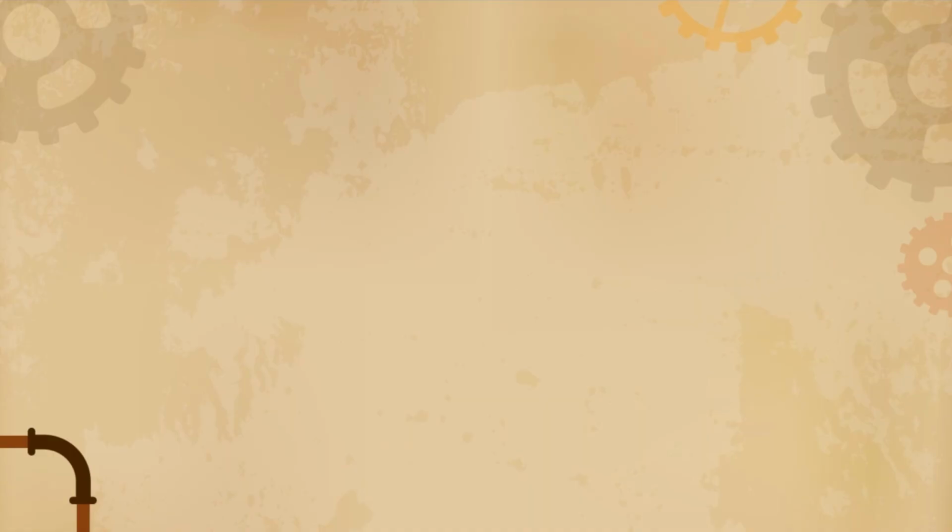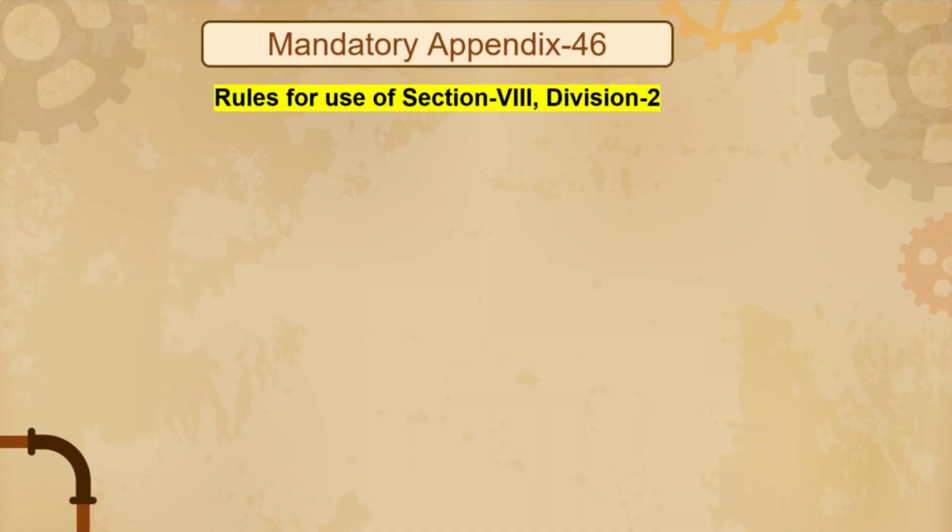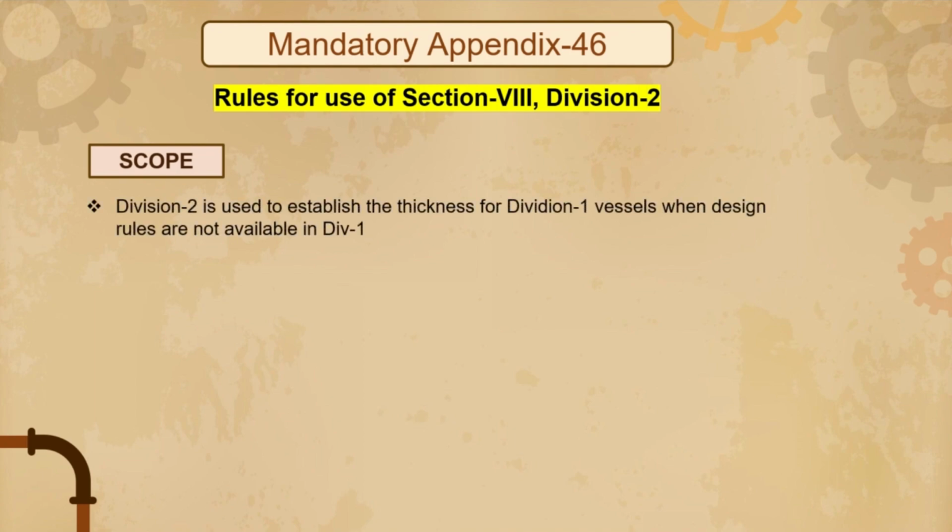That is Mandatory Appendix 46, the rules for use of Section VIII Division 2 formulas. If you open Mandatory Appendix 46, you will see the scope, right? The scope says that Division 2 is used to establish the thickness for Division 1 vessels when design rules are not available in Division 1. I hope you got this point. This point is also saying the same thing. If you didn't find formulas in Division 1, move to Division 2 formulas, that is Part 4 or Part 5. Okay, it is saying the same thing, right?